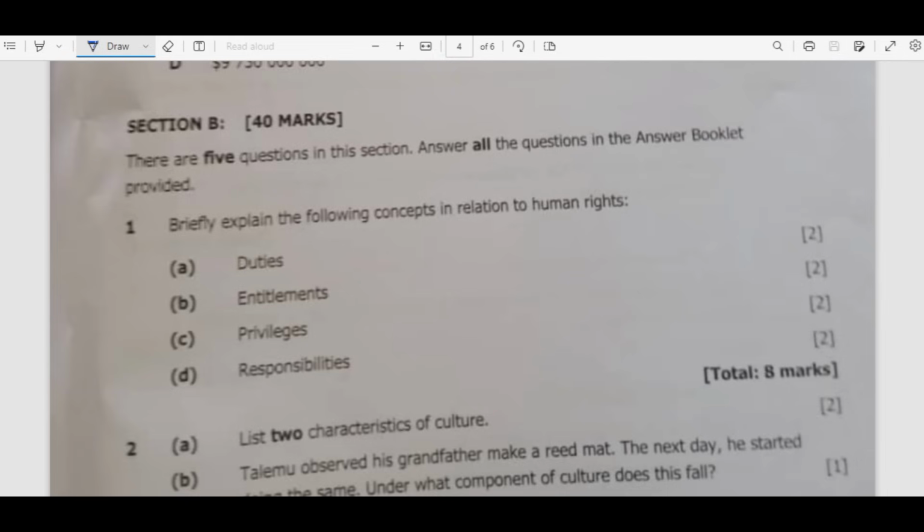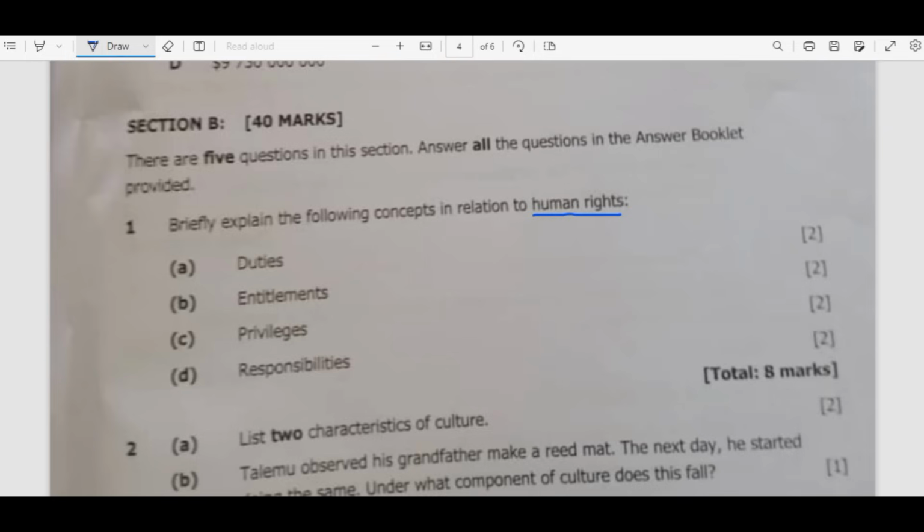So in this case, let us look at the first question, which is briefly explain the following concepts in relation to human rights. So you'd find that human rights, it's a major topic that we find in civic education. So in grade 10, you're going to find human rights, grade 11, you're going to find human rights, and grade 12, you're going to find human rights. So any person, or if you're sitting for external or internal examination, you have to cover human rights.